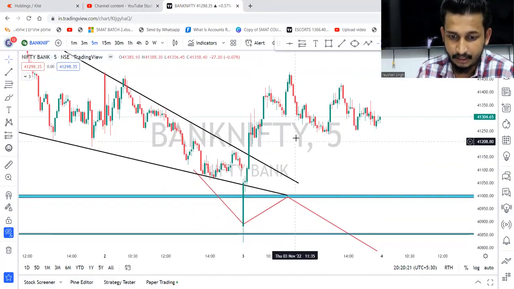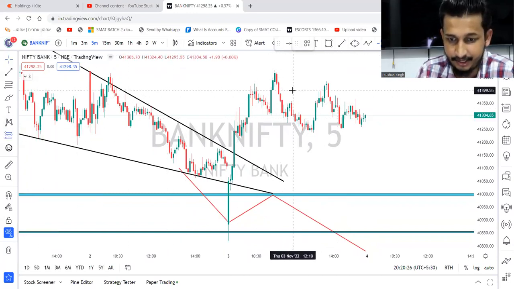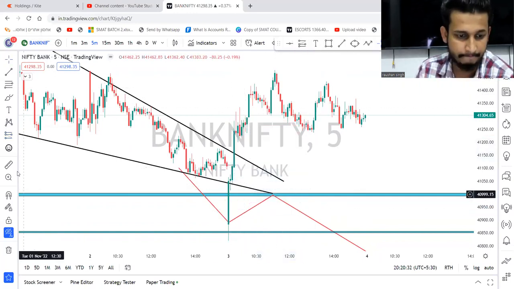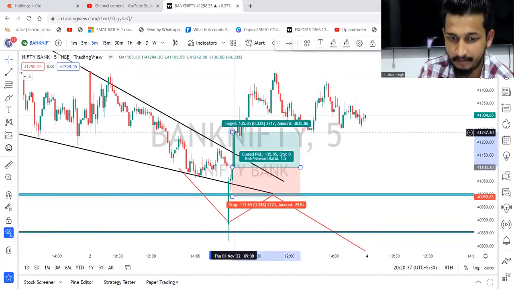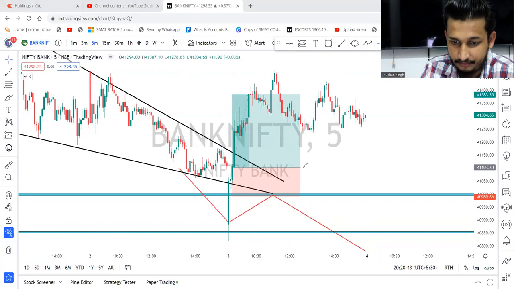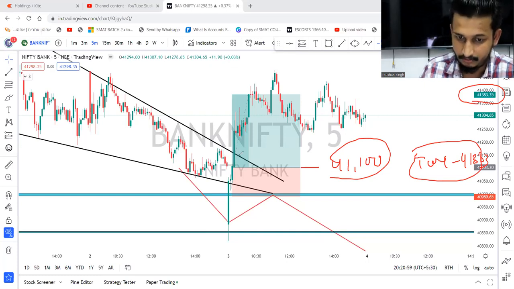Let's assume I had an entry at this point of time. Okay, here I got an entry. This is not about a wrong entry, we just got an entry here. We kept a target up to here. My entry is around 41,100. My target is around 41,383.